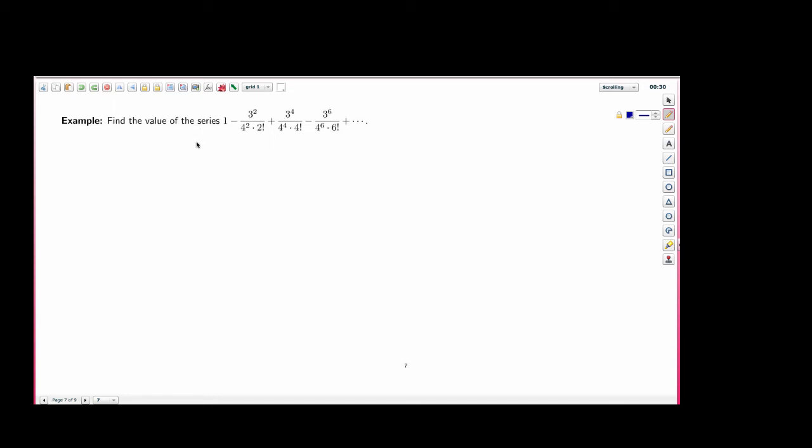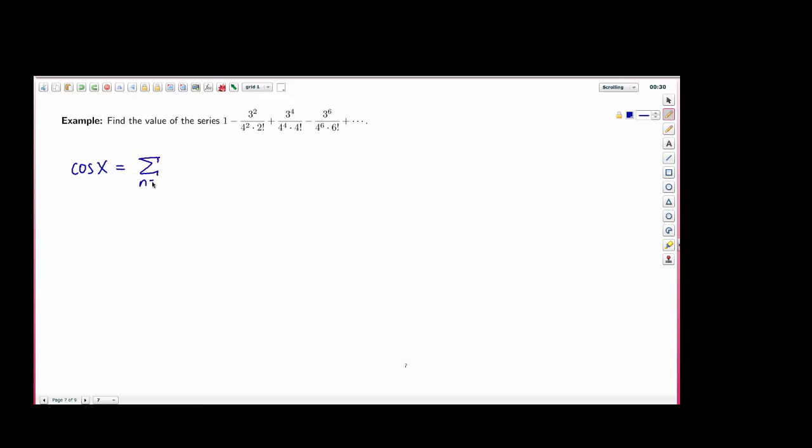Next, we're going to do some examples where we use Taylor and Maclaurin series to compute the sum of infinite series. So I look at this series, I see 1 minus 3 squared over 4 squared times 2 factorial, and then my next one has powers of 4 and 4 factorial, powers of 6 and 6 factorial. So I think, okay, I'm seeing the even factorials, which makes me think of my cosine x series.